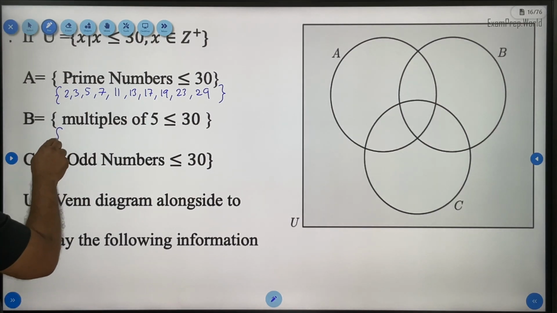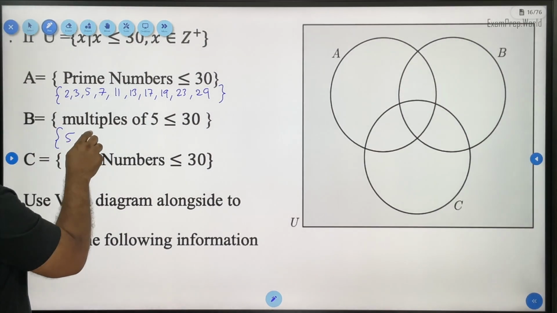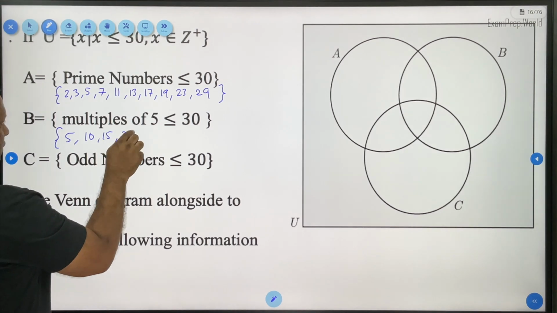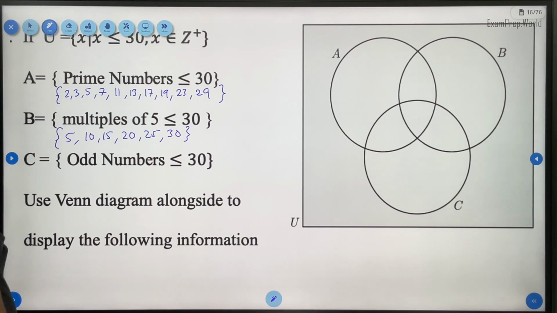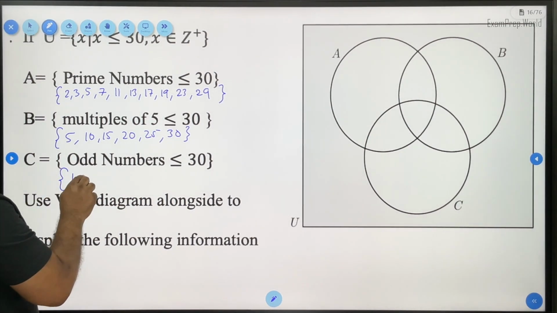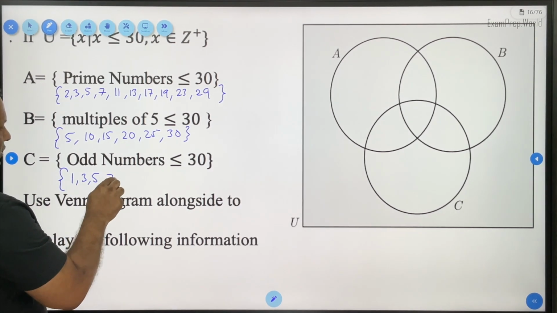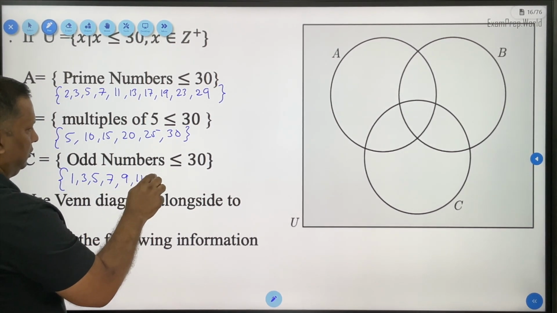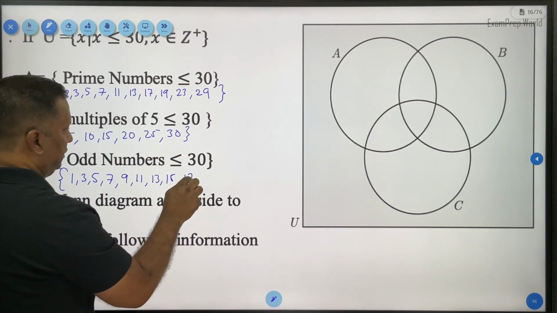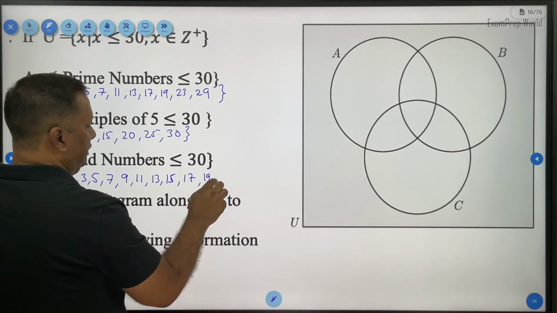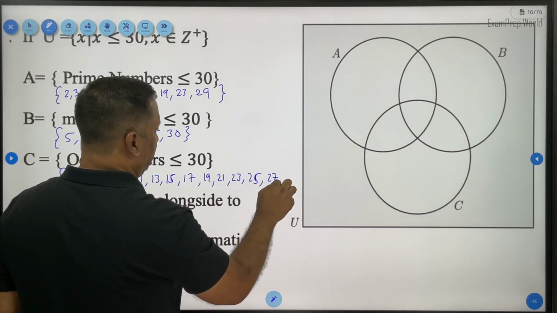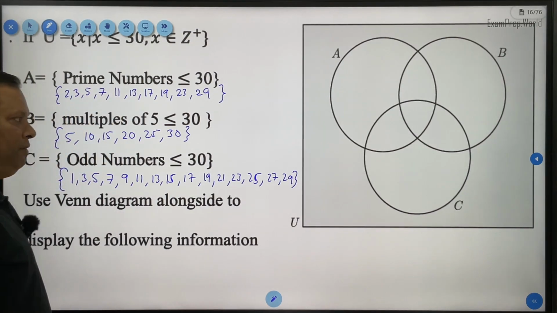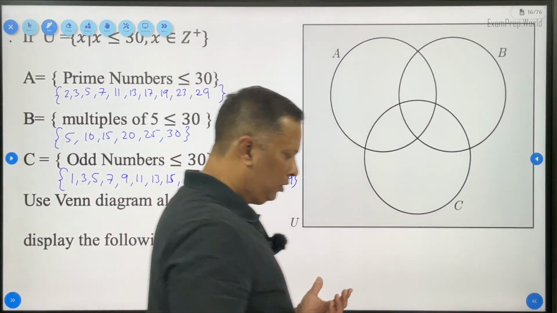Multiples of 5: 5, 10, 15, 20, 25 and 30. It says less than or equal to, so include 30 here. Okay, odd numbers: 1, 3, 5, 7, 9, 11, 13, 15, 17, 19, 21, 23, 25, 27, 29. So we have defined all three sets.